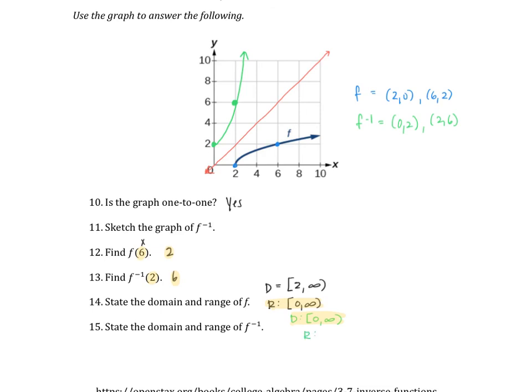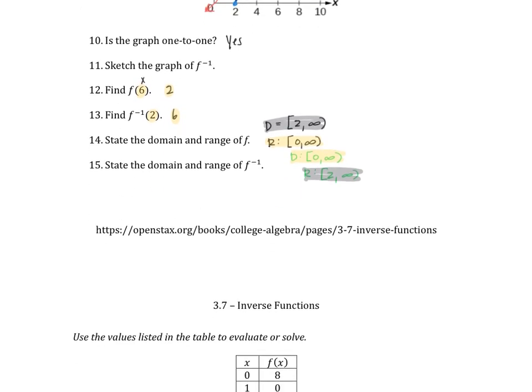Your range, that's bottom to top of your green, your inverse function. It goes down to 2, and then it goes up to infinity. Again, notice that the domain of your original f function is the same as the range for your inverse function. That should happen every time as well. Hopefully this helps out and gives you a little bit of an overview of these inverse functions.